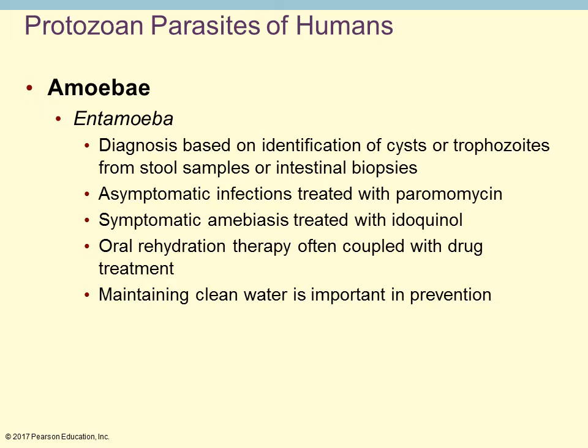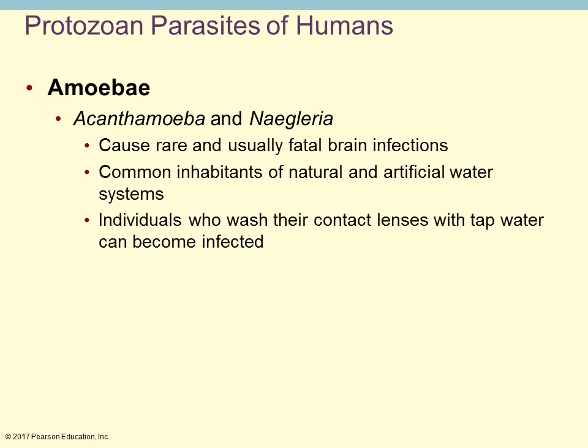Once again, the infection usually occurs by consuming contaminated water. So if you can have a clean drinking water supply, that will provide for prevention. A couple of other amoebas are fairly rare, but when they do cause infection, they can cause brain infections, which are usually going to be fatal. These are commonly found in water systems.